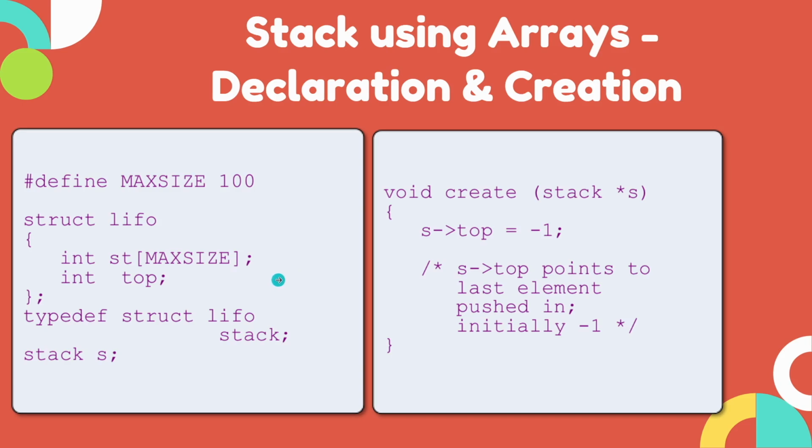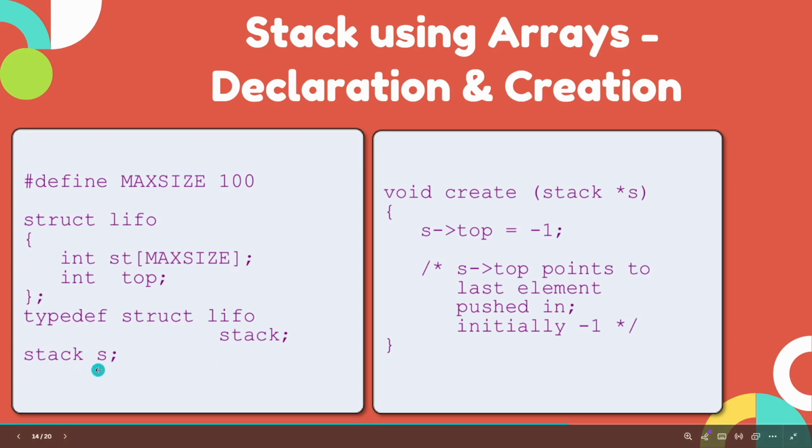So, for stack implementation, we have just put an array as well as a variable together as members of a structure, and then we have a typedef statement. We just rename struct LIFO as stack. So, hereafter instead of writing struct LIFO, I could just use the term stack, and I am creating a variable for this structure which is S. So, stack S will create a variable for the structure named LIFO.